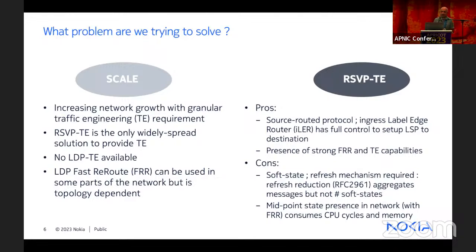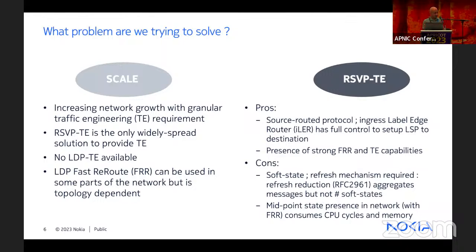RSVP-TE uses something that we call soft state. So what is soft state? Soft state means that it's state that is instantiated in a network, and that is valid for a period of time unless it's refreshed. If it's not refreshed, the state could disappear. It'll be torn down. So in order to make sure that the state is kept up, RSVP-TE has to keep sending these Path and Resv messages all the time. So there can be a lot of signaling.